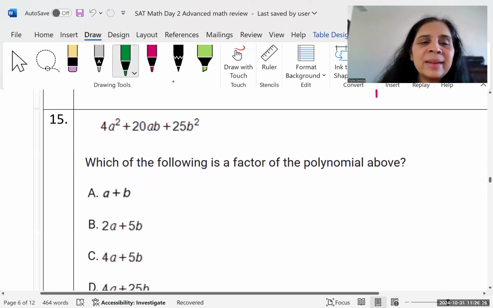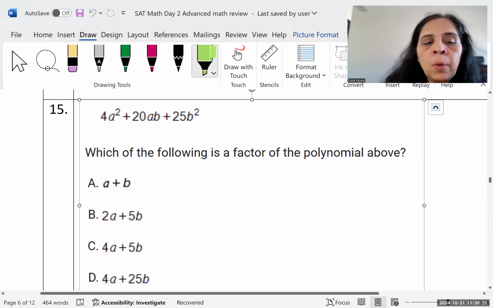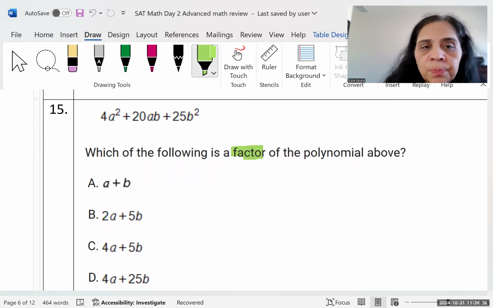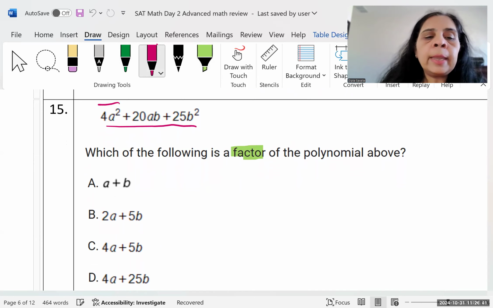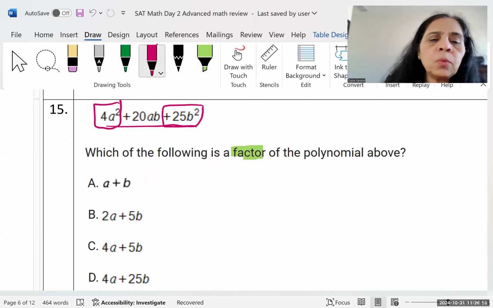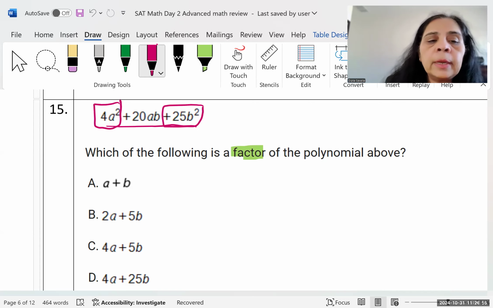All right. Number 15. So we can see here, they give you a polynomial. Which of the following is a factor of the polynomial above? So we can see we have here 4a squared. I can notice my first and last term are both positive and perfect squares. So how can we find the factor? We have a square of a binomial, right? So we can check whether that is satisfied or not. Let's check here.